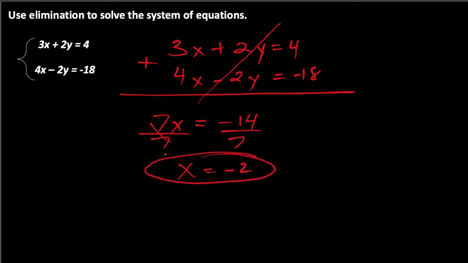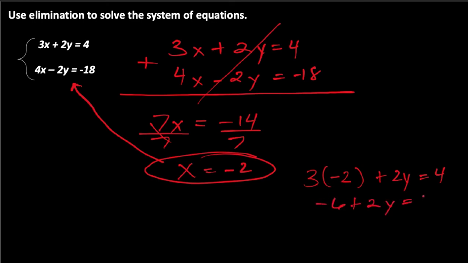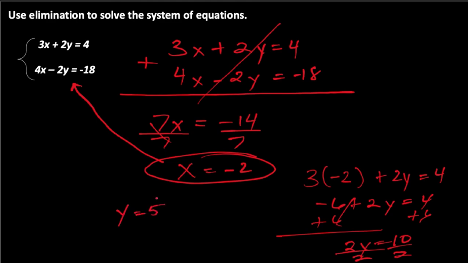Now using our substitution method, we can plug this into any equation to find our y variable. 3 times negative 2 plus 2y is equal to 4. Negative 6 plus 2y is equal to 4. We add 6 on both sides. We're left with 2y is equal to 10. Therefore, our y is equal to 5. We write this as (negative 2, 5).